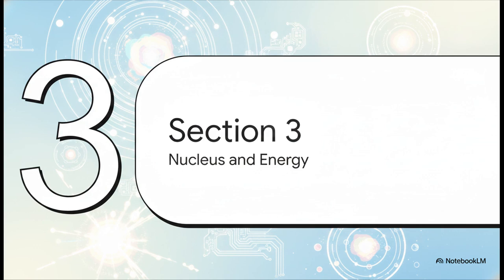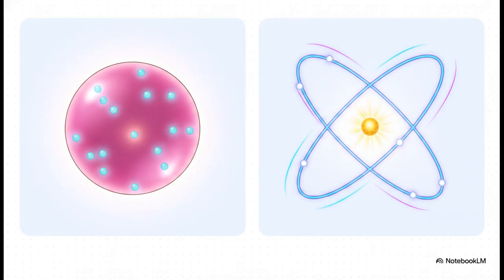Section 3. The nucleus and energy. Science never really stands still, right? Soon enough, Ernest Rutherford came along and discovered this small, super dense, positive nucleus. And this was a total game changer. It proved that Thomson's giant positive sphere idea was actually incorrect, and that electrons instead move around a really dense central core, with mostly just empty space in between.